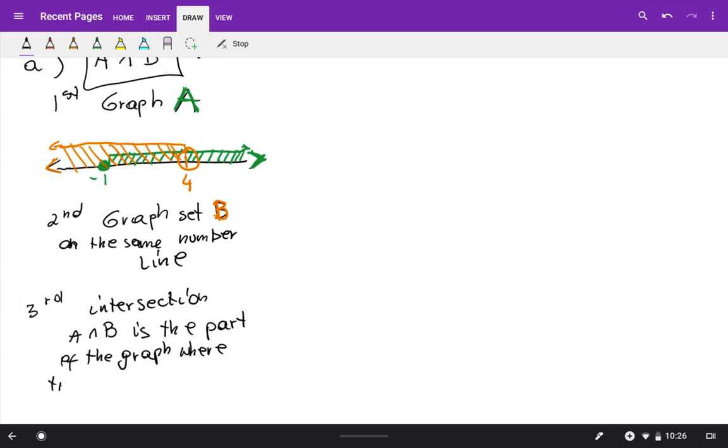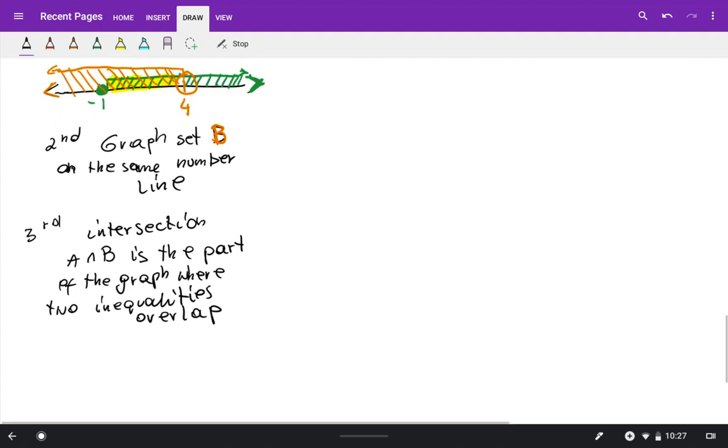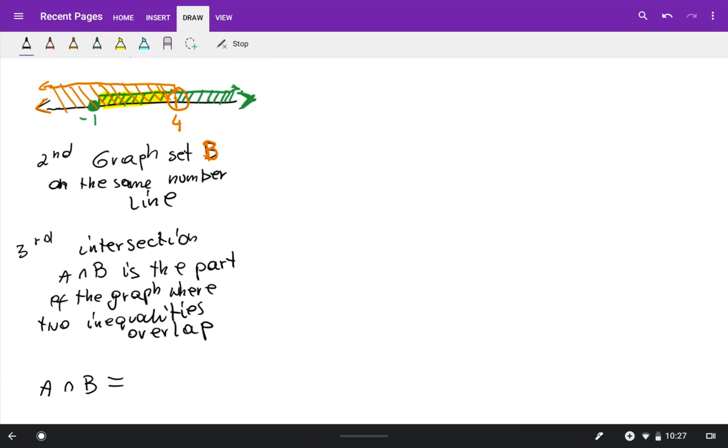Where two inequalities overlap. So, like you guys see, we see two colors, two inequalities overlap right here in that segment. Okay, so that's going to be our intersection. So the answer will be A intersect with B. Don't forget that we need to use the interval notation.